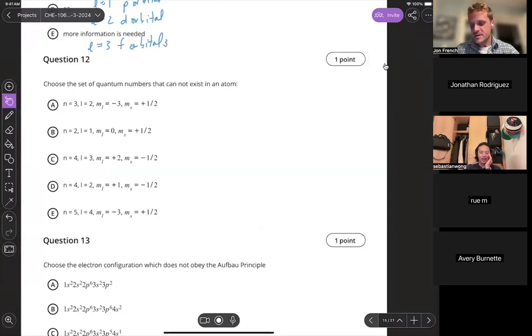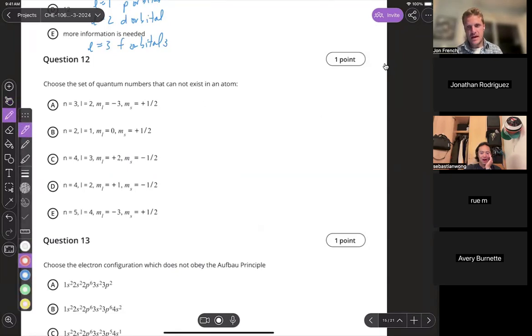Which of the set of quantum numbers cannot exist? So n can be anything: 1, 2, 3, 4, 5 to infinity.